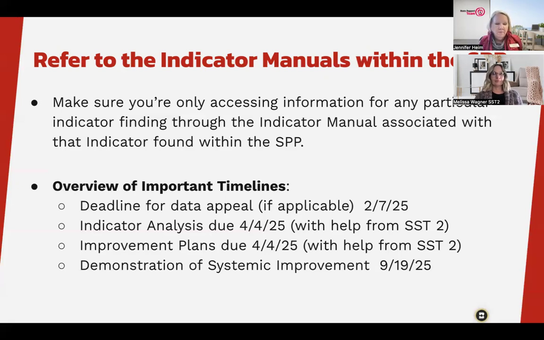If you are submitting for a data verification appeal, that deadline is February 7th. Any indicator analysis work and improvement plan for a non-data appeal is due April 4th. And then you can see that the deadline there to demonstrate systemic improvement is September 19th.